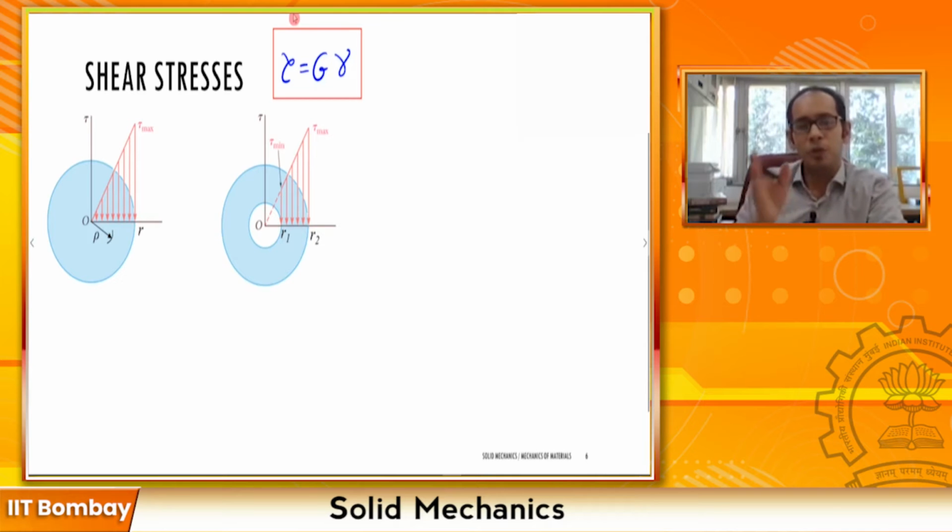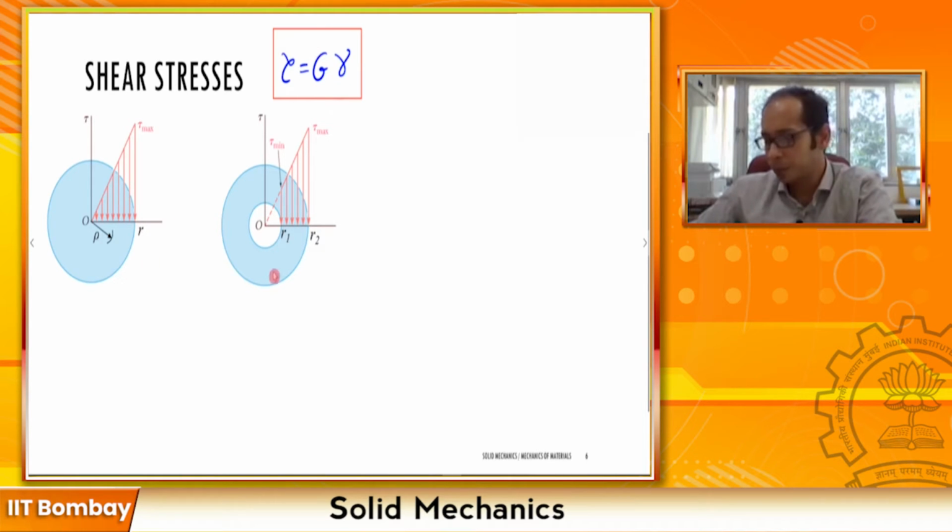Now if you go back to the previous page, we wrote one expression for gamma for the solid shaft, and we wrote the expressions for gamma minimum and gamma maximum for the hollow tube or the hollow shaft, right? Now if you use this fundamental relationship, how do the relationships look? Now we know that tau equals G times gamma.